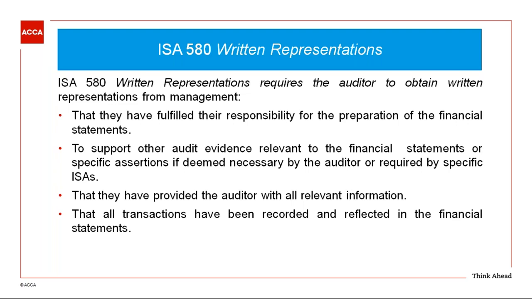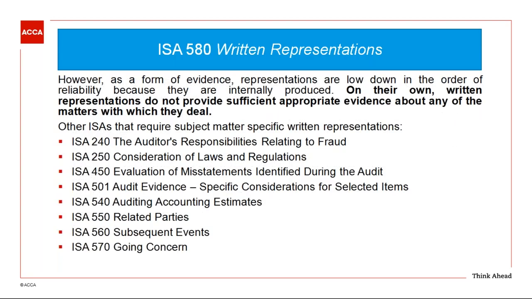You should be aware that written representation alone is not sufficient and appropriate evidence. So along with written representation, the auditor needs to obtain some other evidences as well. They have to review some documents, they have to see correspondences as well, and they have to make inquiries with the management regarding the issue. So these are important and you must memorize these things. These are some of the ISAs under which written representation is specially included: evidence, related parties, subsequent events, going concern, fraud, laws and regulations. So this is very important.